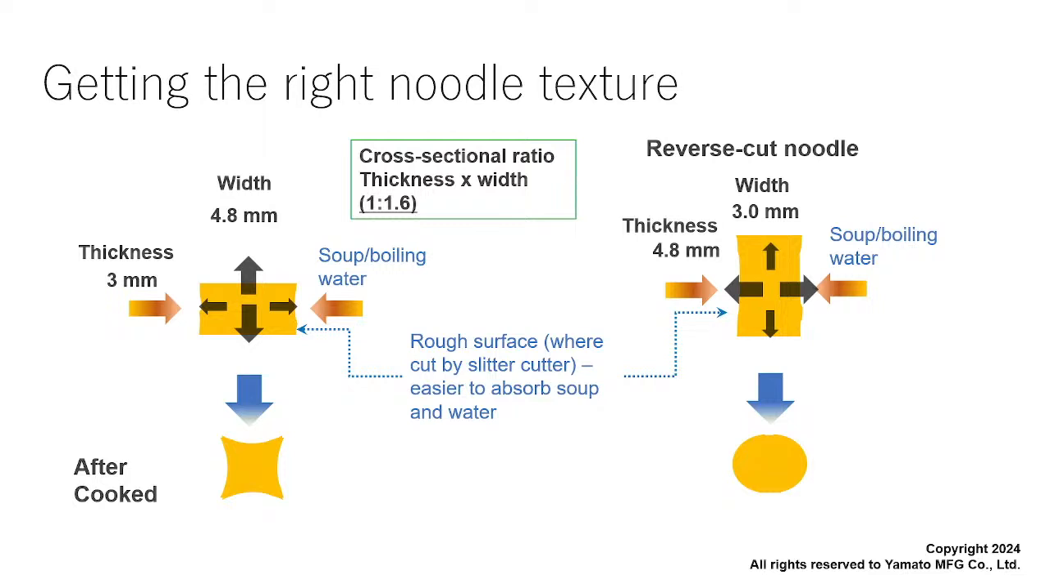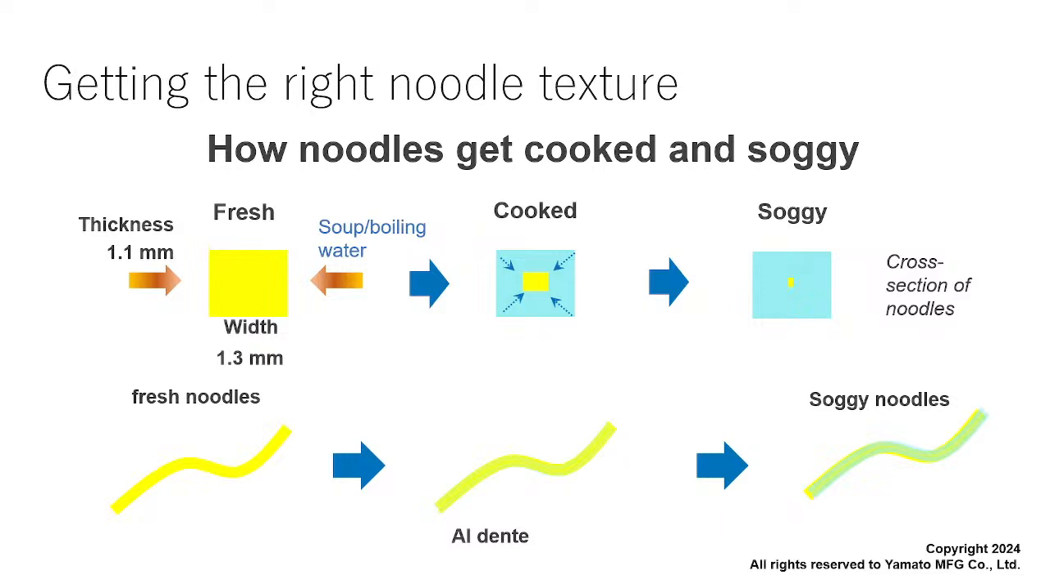For cross-sectional ratio of thickness to width, we recommend a 1 to 1.6 ratio, but this is just one example. Of course there are flat noodles and round noodles as well. And lastly, we want to understand how noodles get cooked and soggy.